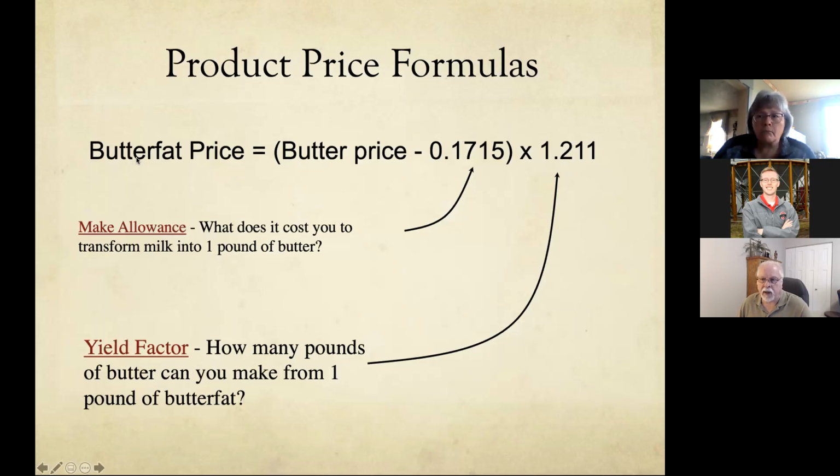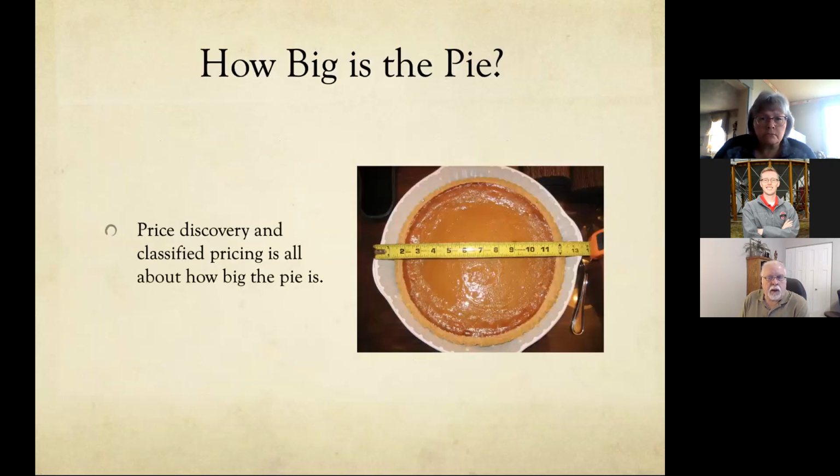So these things go into this simple formula to generate what you receive on the farm as a butter fat price. Other prices like protein are a little bit more complicated, but not much. They all have the same elements in them. So I'm not going to go through those, but those are what the product price formulas are. So all these things with classified pricing and the product price formulas and what plants are paying for milk tell us how big the pie is out here. That's our price discovery and classified pricing.